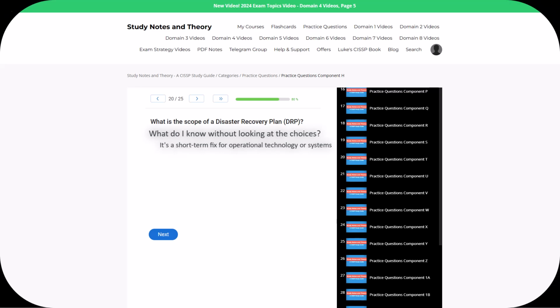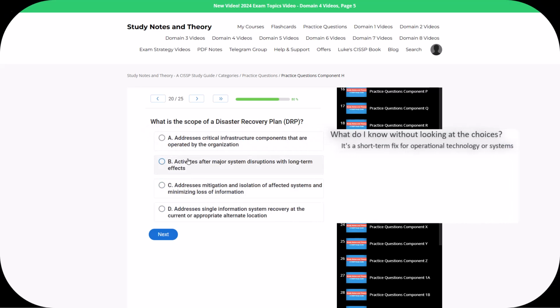DRP has to do with a system or some technology going down, and it helps to recover from short-term disasters that may affect long-term high-level issues. So just knowing these two, I'm going to look at the choices. The scope of DRP: does it address critical infrastructure components that are operated by an organization? It could, yeah. Activates after major system disruptions with long-term effects. I'm going to say no, because BCP takes care of long-term effects. Choice C, addresses mitigation and isolation of affected systems and minimizing loss of disruption information. Yeah, that could be the right answer too.